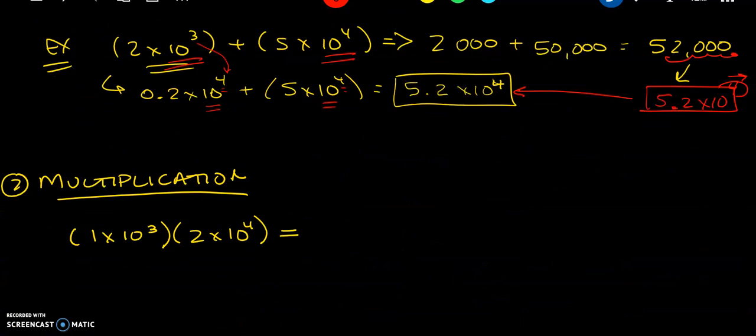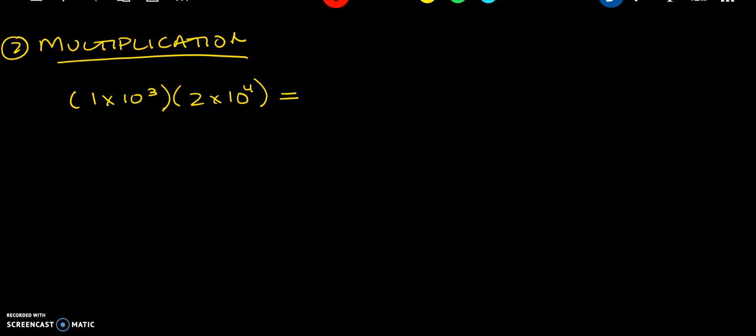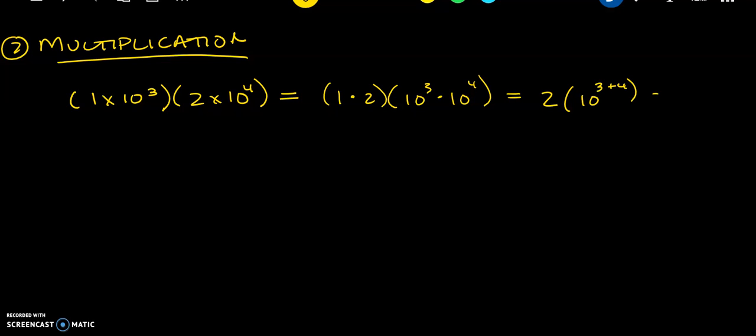All right. Let's look at multiplication. This one's pretty straightforward. If we're going to multiply, we're going to say, what if we rewrote it? We could say 1 times 2 times 10 to the 3rd times 10 to the 4th. If we wanted to gather our bases, 1 times 2 is just going to be 2. It's got our straight integers there. Times 10. Now, what do we do with exponents of common bases? Well, when we multiply, we add them.